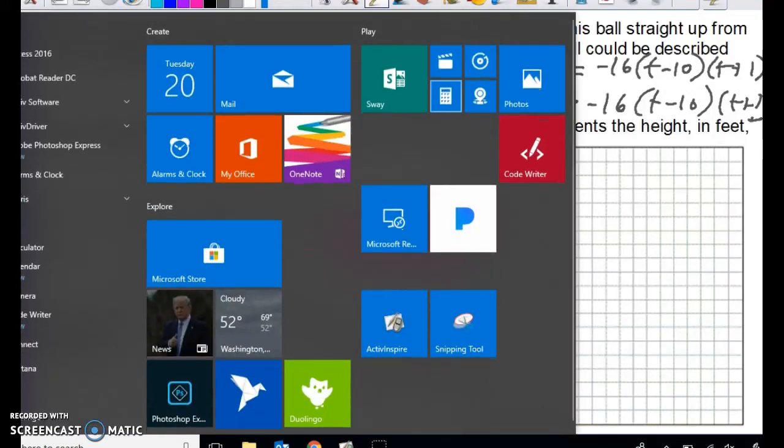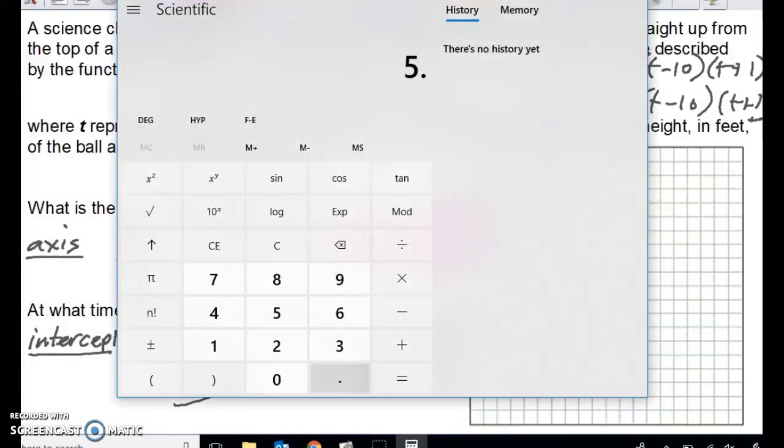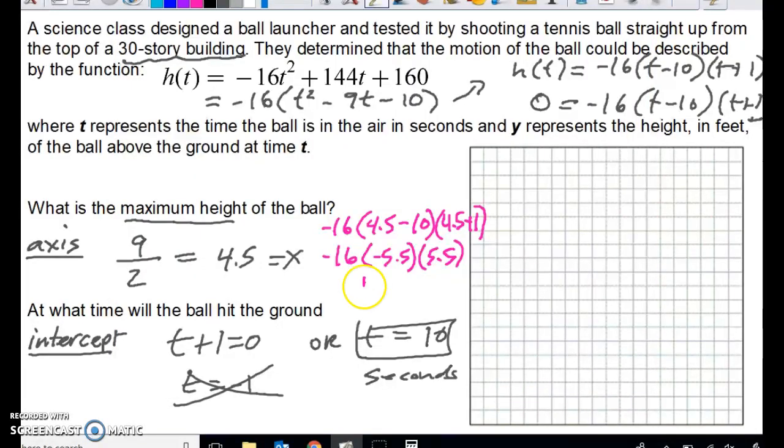Use my calculator quick to help me out. Let's go ahead and bring that on the screen. Half times 5.5, that's negative, times negative 16. 484 feet. Holy cow, it's even bigger than the last one. And that makes sense because I'm a lot higher off the ground. I'm 30 stories off the ground. So I have a higher initial velocity of 144 instead of that, I think it was 80 last time, or 100 and something. Okay, so let's graph this.